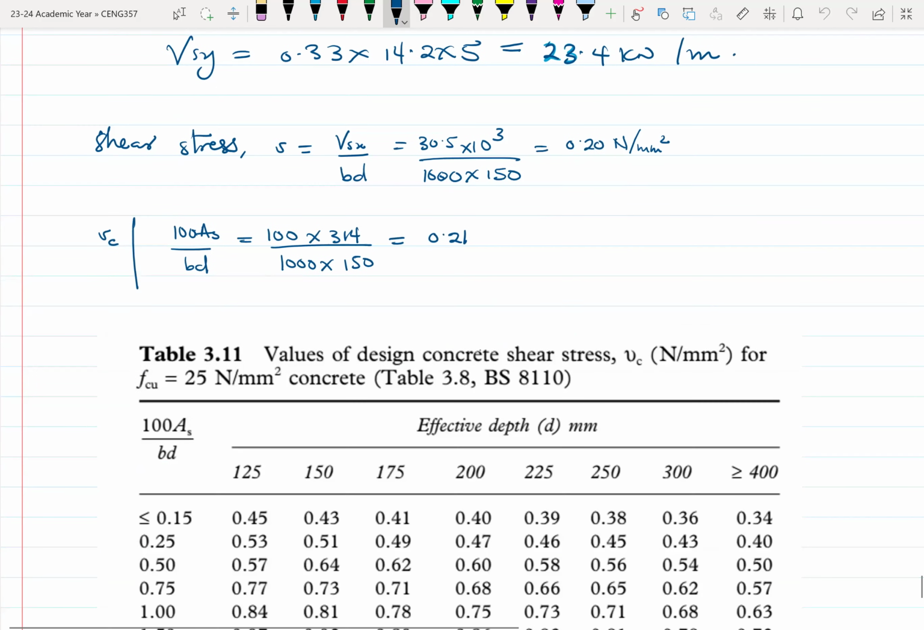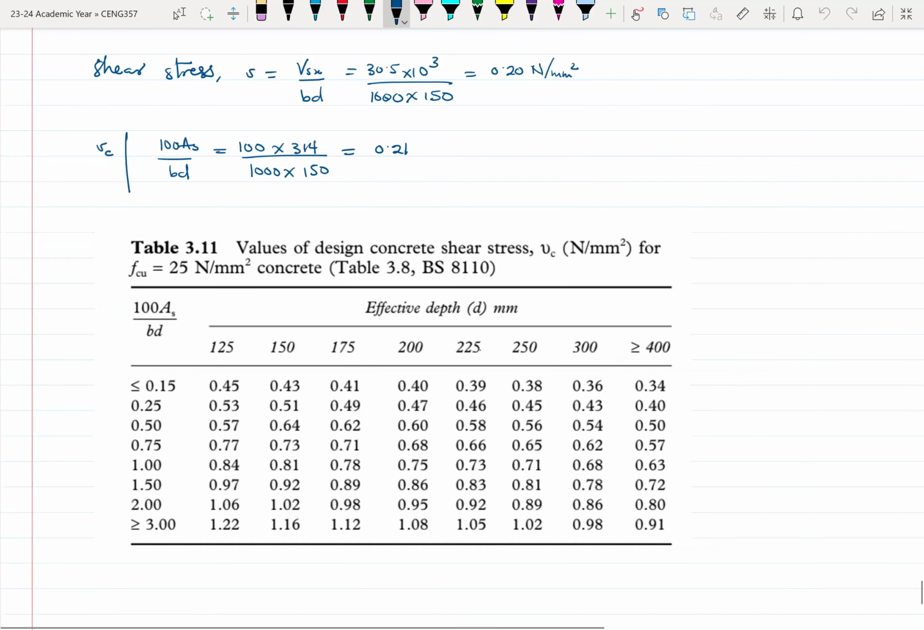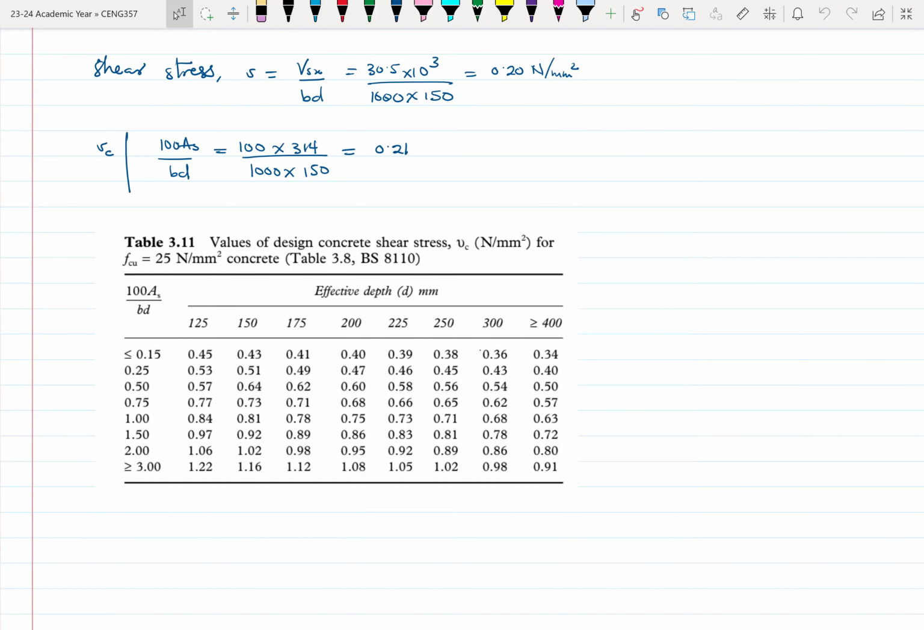So I think, yeah, great. So there's a table I was looking for. I think this table should help. Sorry. Table 3.11, there should be something I'm looking for.